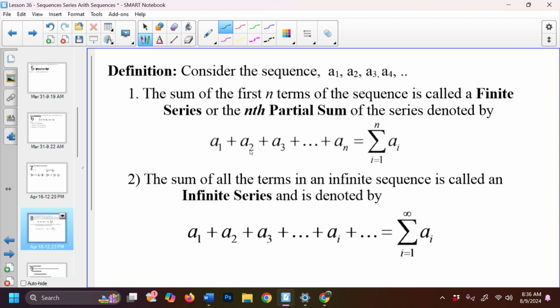And then you can write this entire series using summation notation, as long as a sub i is an explicit formula. And then the sum of all of the terms in an infinite sequence, called an infinite series, can be denoted by this thing, which goes on forever, from 1 to infinity of a sub i. Most of those sums are unbounded, but there are instances where you could add up an infinite number of terms in a series and get a finite value. We'll talk about that in the next lesson.